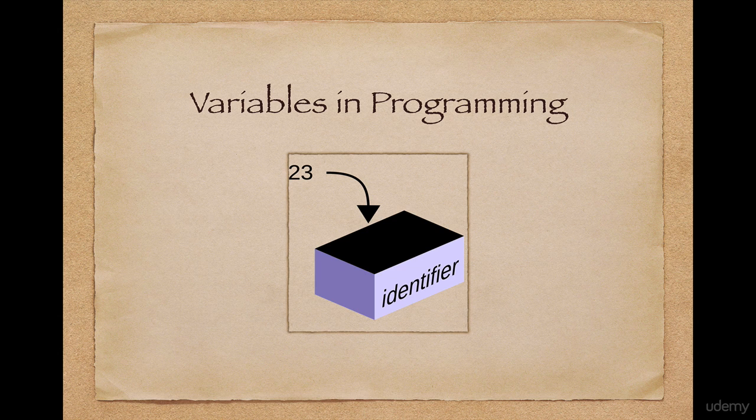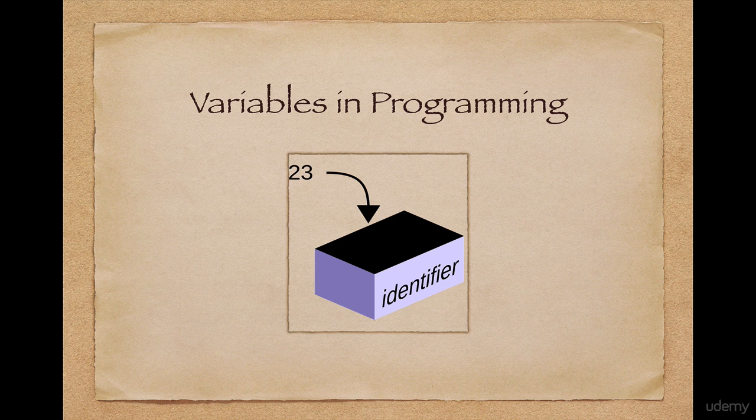So look at this picture here. As you can see, we have a box here, right? And it says the name of the box is identifier, and we have the value 23. And we have an arrow pointing to the box. This means that we can put this value 23 into this identifier box. And later, I can access this 23 by just referring to the name of this box, identifier.